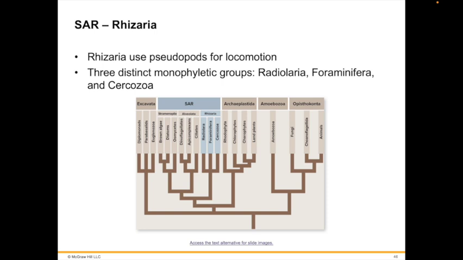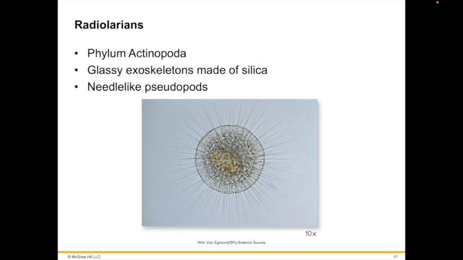Next up, we have SAR Rhizaria. First up, it mentions the radiolarians, such as radiolaria. They're from the phylum Actinopoda. They have that glassy exoskeleton made of silica and those needle-like pseudopods.